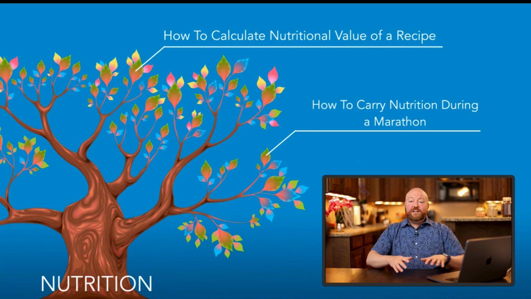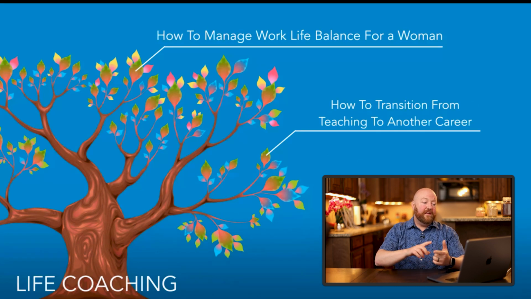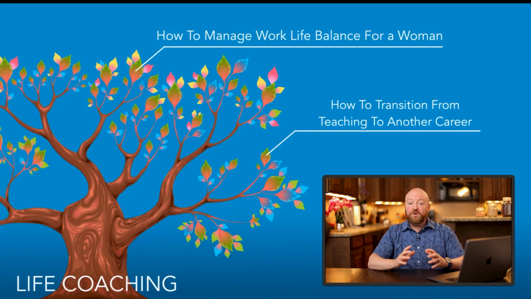So let's say you're an expert in nutrition. An example of a leaf would be how to calculate nutritional value of a recipe, or another one I found, how to carry nutrition during a marathon. Just really, really specific questions. Or what if you're a life coach? An example of a leaf would be how to manage work-life balance for a woman, or how to transition from teaching to another career. When you do keyword research like this, you can find thousands of really specific questions that your target audience is asking.